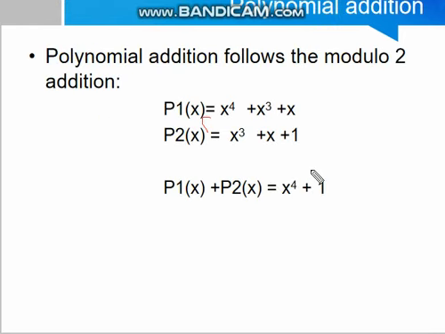Now we perform polynomial addition. The polynomial addition between P1(x) and P2(x). P1(x) is equal to x^4 plus x^3 plus x, and P2(x) is equal to x^3 plus x plus 1. So P1(x) plus P2(x) will be equal to x^4 plus 1. So what we see here is when we perform the addition operation, x^3 in P1(x) and x^3 in P2(x) will cancel off. That is because of the modulo 2 operation. Similarly, x will also cancel off.